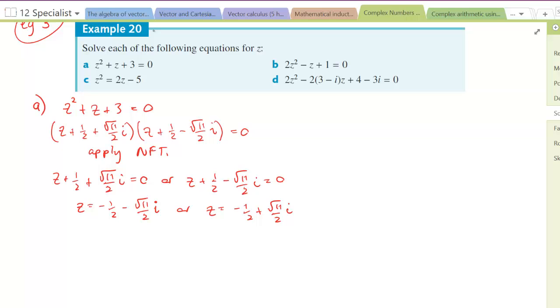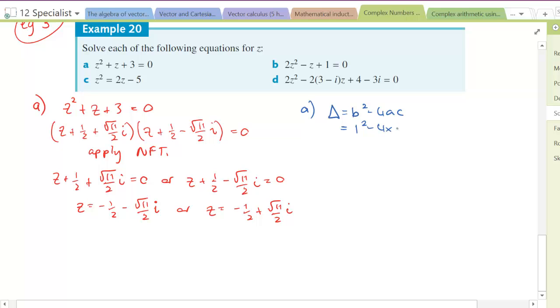If not, you're going to take an approach using the quadratic rule. So we can see if we look at the discriminant in this scenario, b squared minus 4ac, we get 1 squared take away 4 times 1 times 3. So 1 subtract 12, which is negative 11.